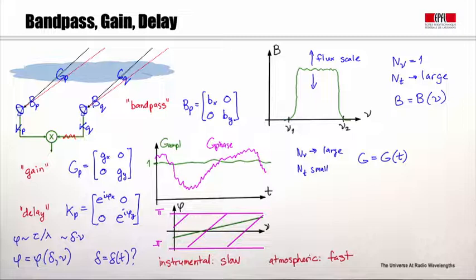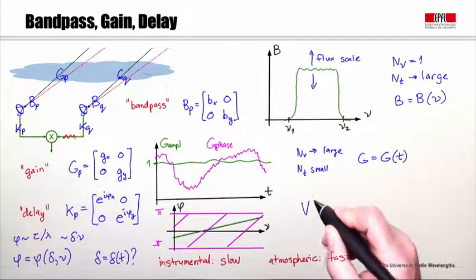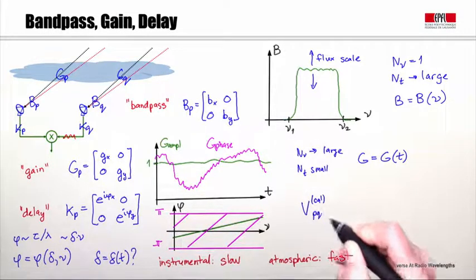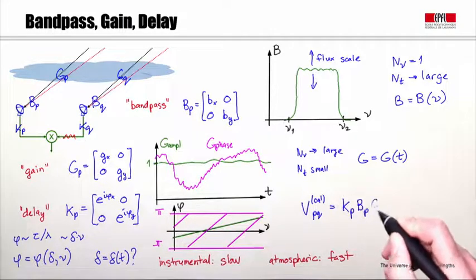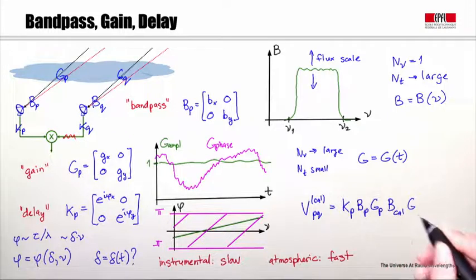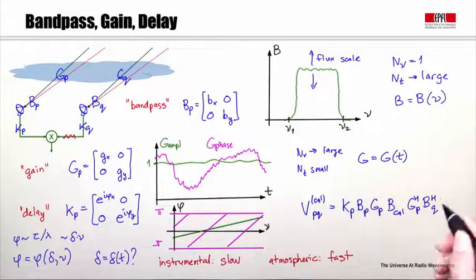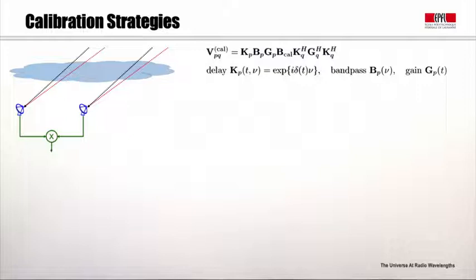So we end up with this sort of approximate rhyme. We say that the observed calibrator visibilities are Kp times Bp times Gp times the calibrator brightness times the conjugate. So this is kind of really very simplistic. Yes, but some terms here capture a mix of instrumental and atmospheric effects, but in many cases it's a perfectly good approximation. Right, so now let's put together some calibration strategies.